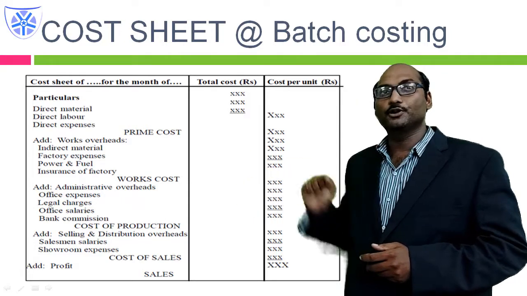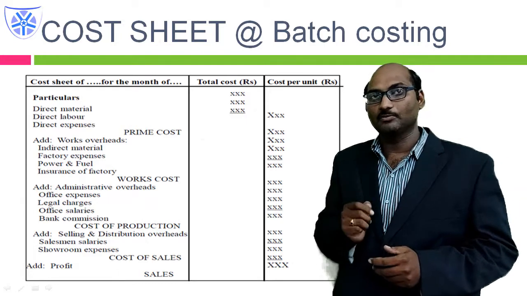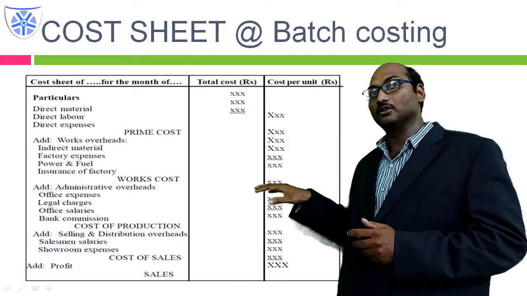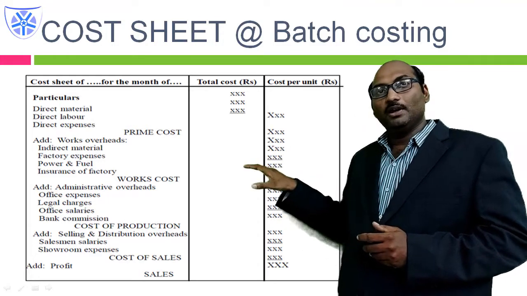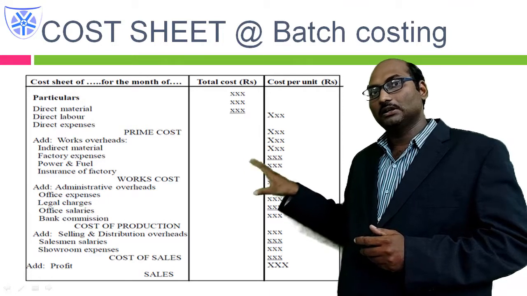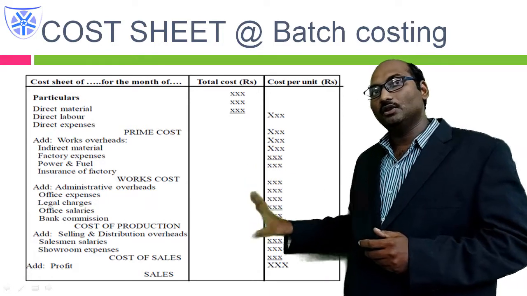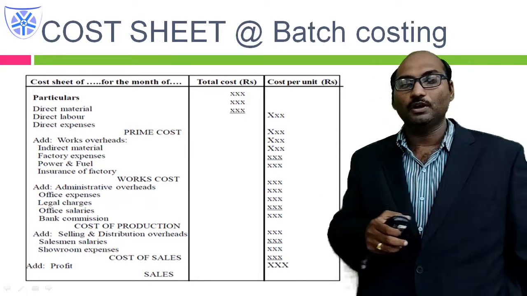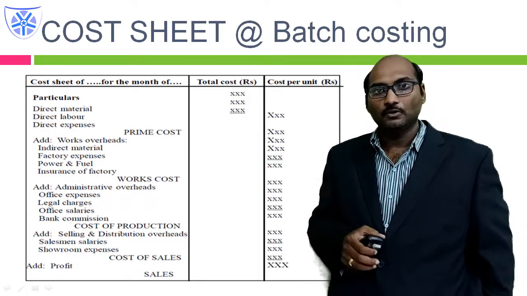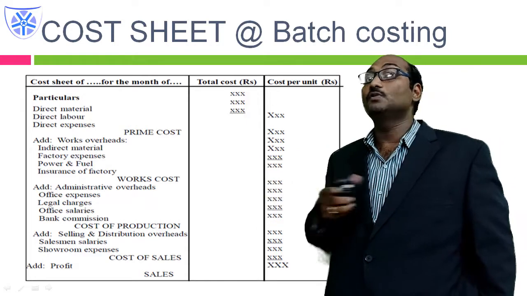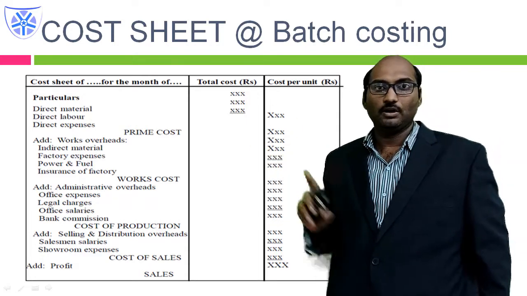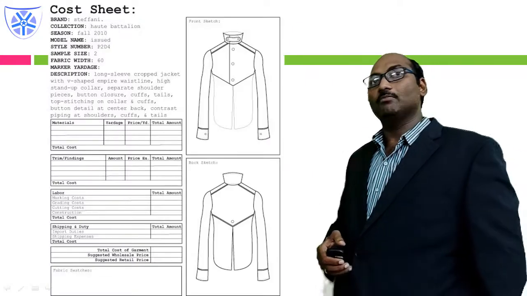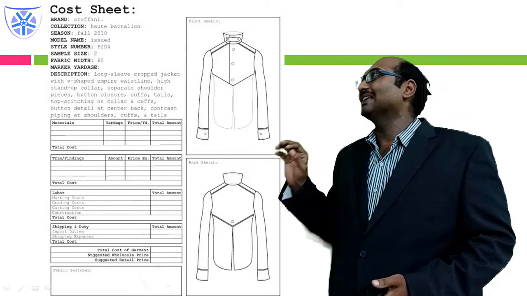Then the selling and distribution expenses, salesmen's salaries or commissions, and showroom expenses, if any, come under the cost of sales. So all together will be the total cost plus the profit. Finally, this will be the cost per unit which we are going to sell. Understood? So this is a general cost sheet which will be followed for batch costing. In the case of a garment, a cost sheet will look like this.